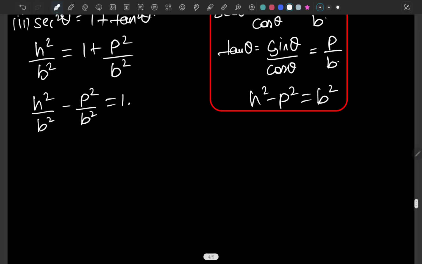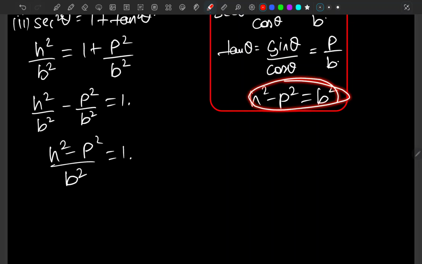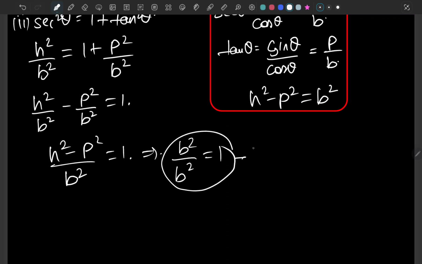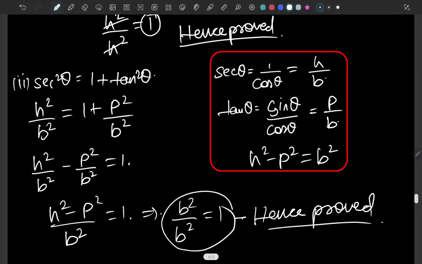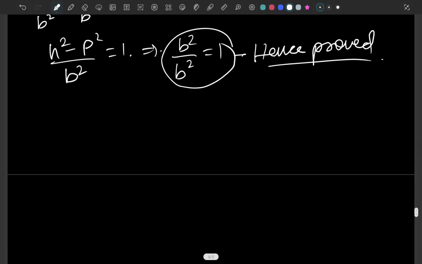And again we have the same denominator here, so it is h squared minus p squared over b squared equals 1. And from this equation we know that h squared minus p squared is b squared, and hence b squared over b squared equals 1. Hence proved. Again, just using these ratios and the Pythagoras theorem, it's pretty easy. It's literally easy. It's not difficult at all.